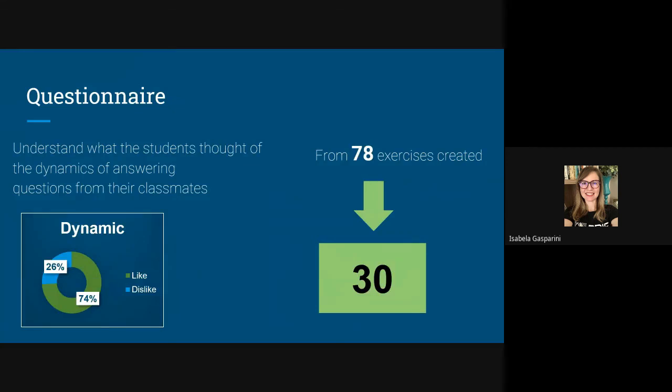Another question was to understand what the students thought of the dynamics of answering questions from their classmates. 66 students liked the initiative, commenting that it's good to increase the number of questions in the course, and interesting to have an exchange of experience among students. The remaining 23 students reported that they do not believe that the option is interesting because the questions are created by students and without a teacher review, they could be poorly formulated, confusing, and contain errors. It is also interesting to report that of the 78 questions created by students, only 30 were answered by at least one user.